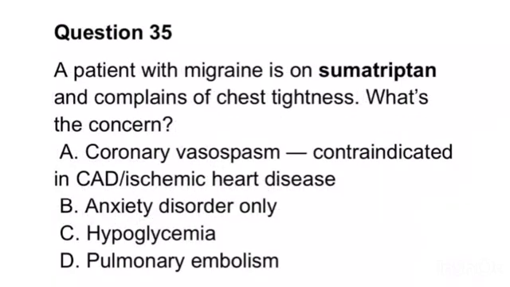Question 35. A patient with migraine is on sumatriptan and complains of chest tightness. What's the concern? A. Coronary vasospasm, contraindicated in CAD/ischemic heart disease. B. Anxiety disorder only. C. Hypoglycemia. D. Pulmonary embolism. Answer: A.